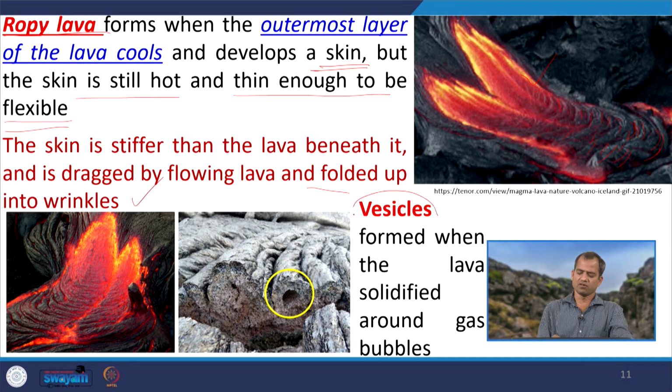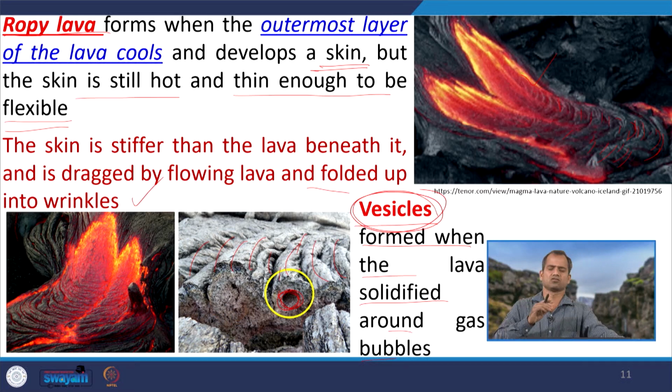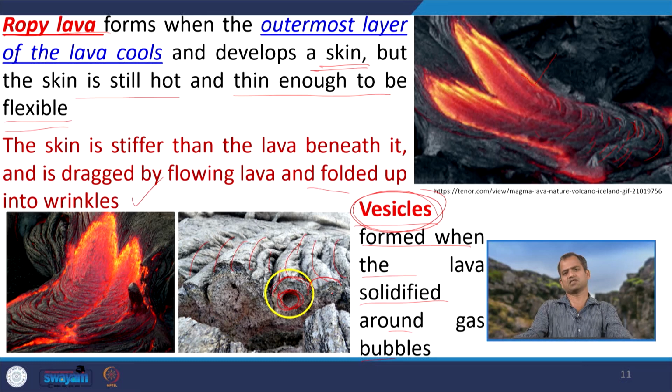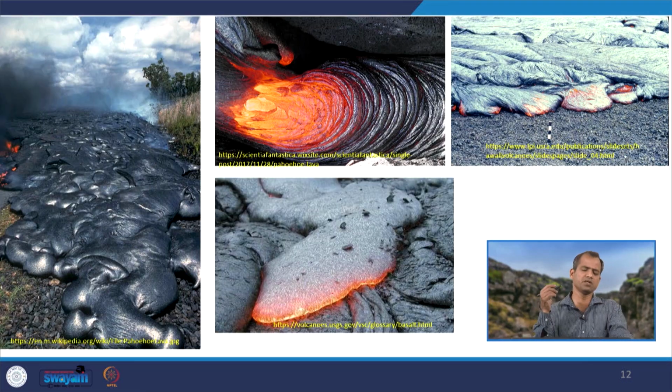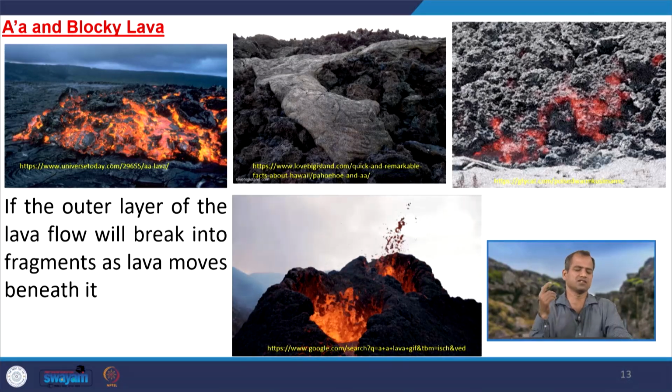And if there are vesicles inside, for example, here these are ropy lava with different skins in different wrinkles, and we have vesicles inside. Vesicles form when the lava solidifies around gas bubbles. So here we are creating some vesicles, and the size of a wrinkle depends upon these vesicles inside. And these are some field photographs of ropy lava. You see the surface is very smooth. However, there is another type of lava, which is called AA lava.